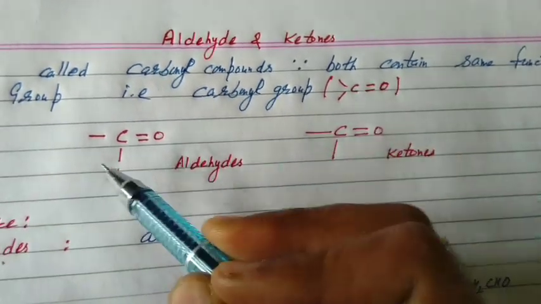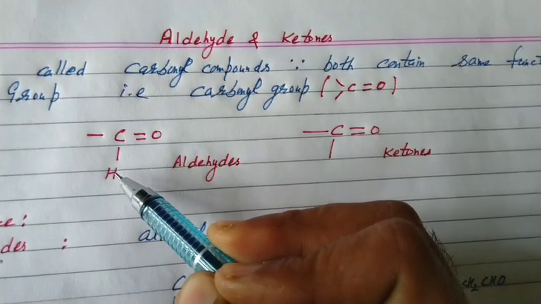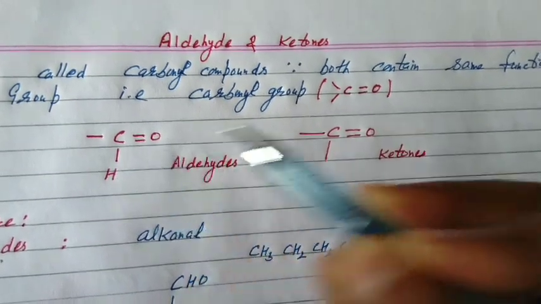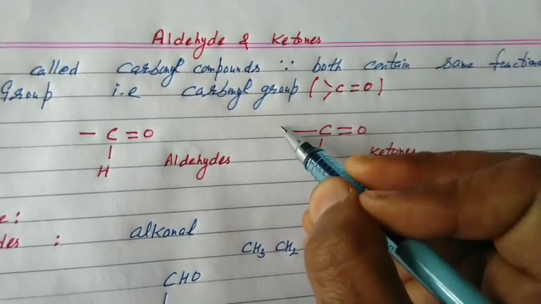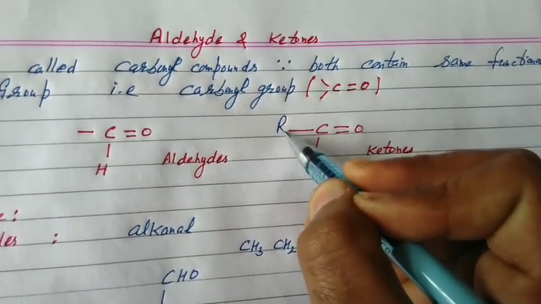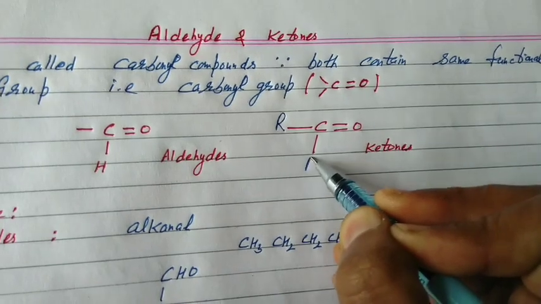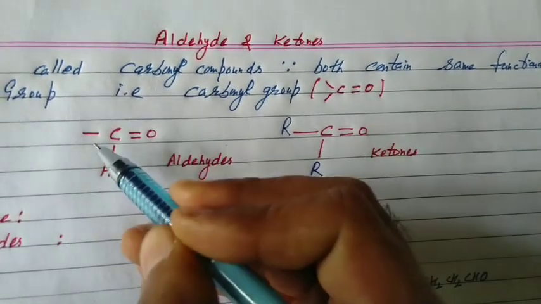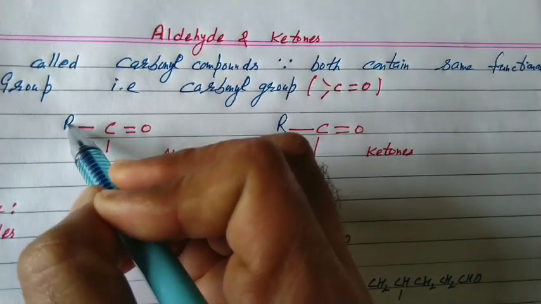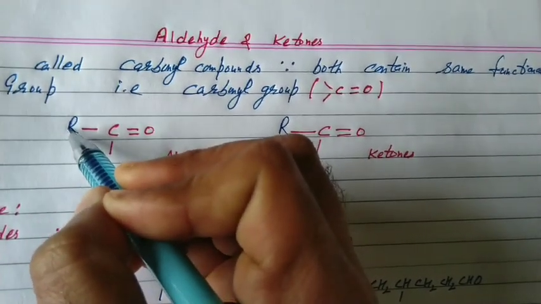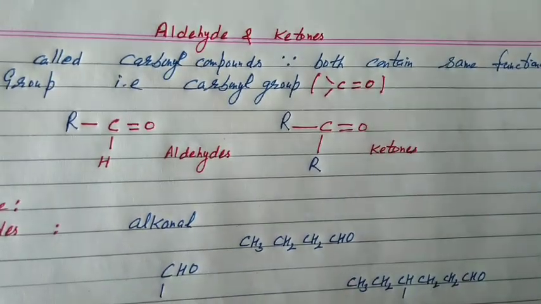In aldehydes, the carbonyl carbon is linked with a hydrogen atom on one end, while in ketones, the carbonyl carbon is linked with alkyl groups on both ends. That is the difference between aldehydes and ketones. In aldehydes, the carbonyl carbon is linked with hydrogen on one end, while in ketones it is linked with alkyl groups, that is R, on both ends.